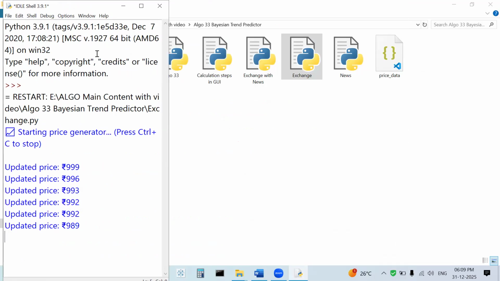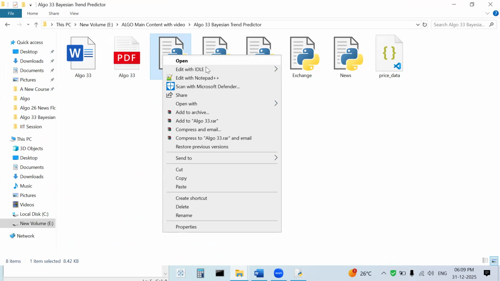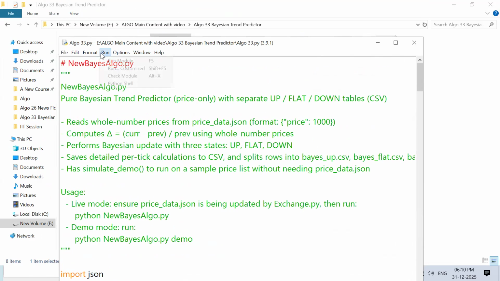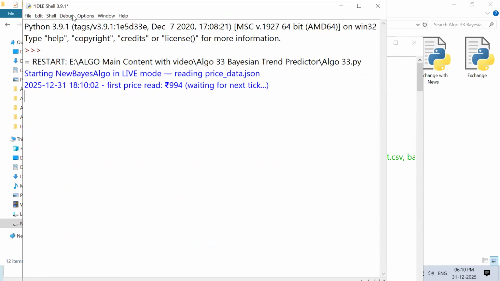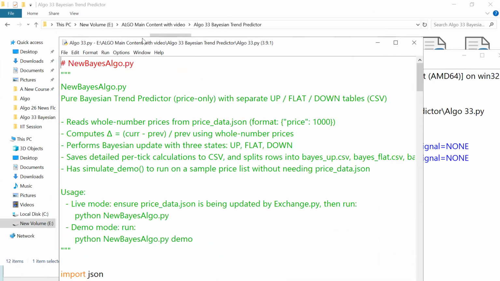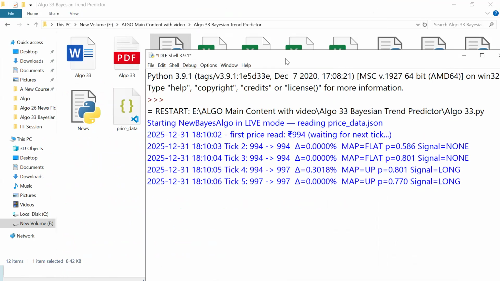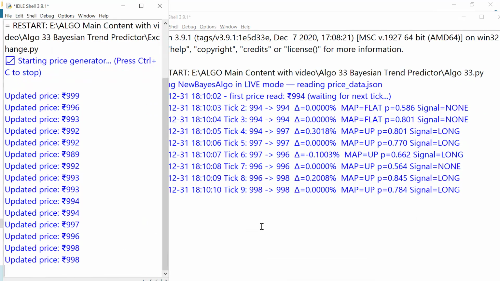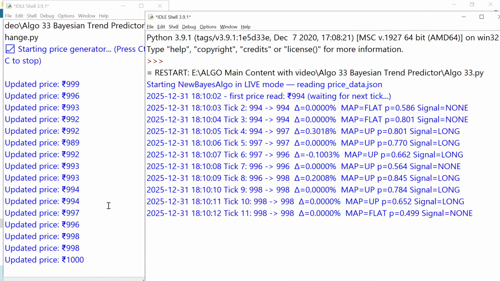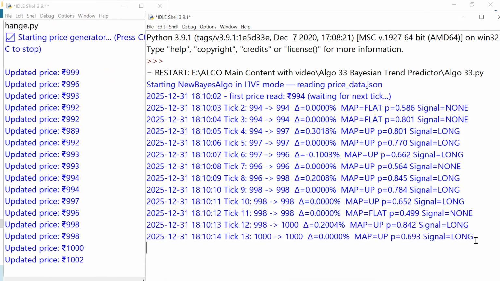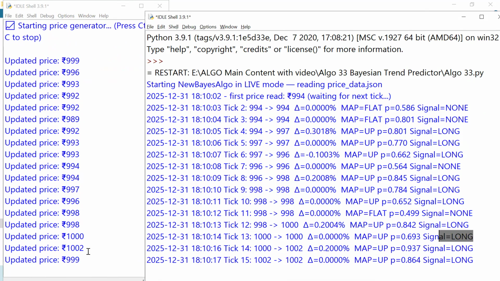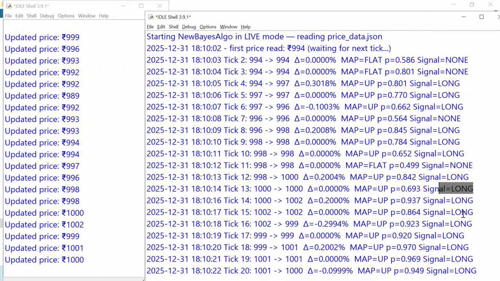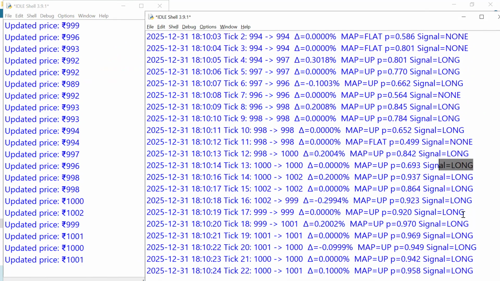Now let me start my algo. Now the algo is going to read this price and predict whether it is an up movement, down movement or a flat movement. So let me close this. So now we have the two parts running. So the market is moving up. You can see here it's showing long position. The market is moving up. It has predicted the signal is going up.